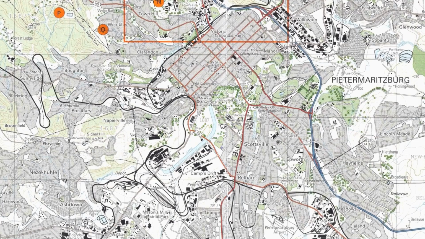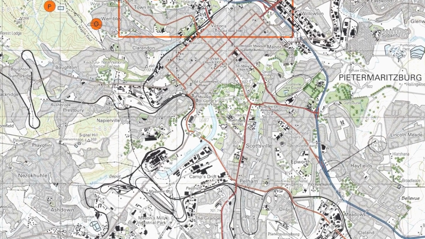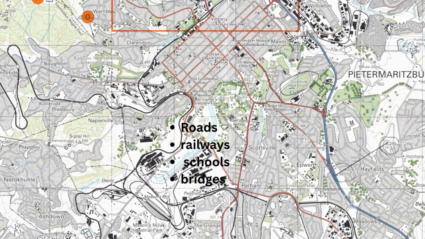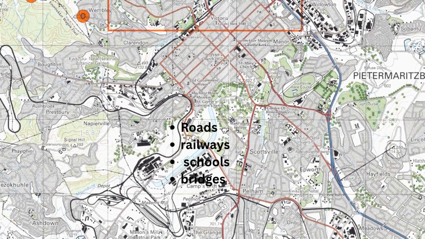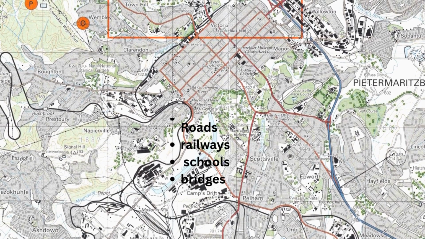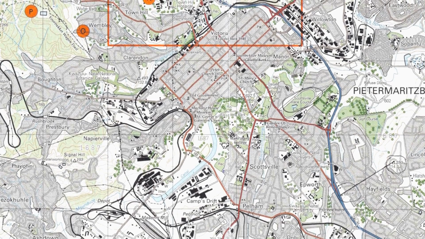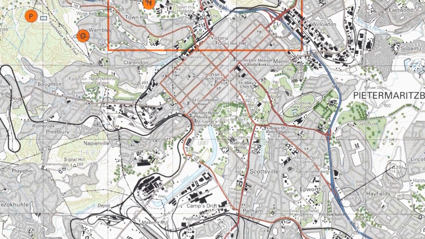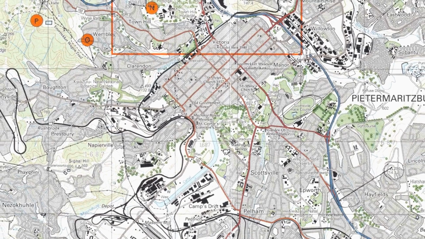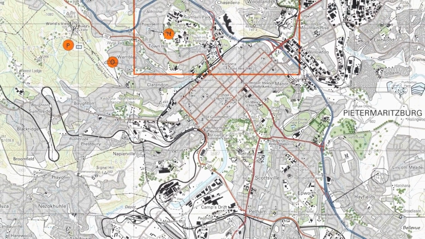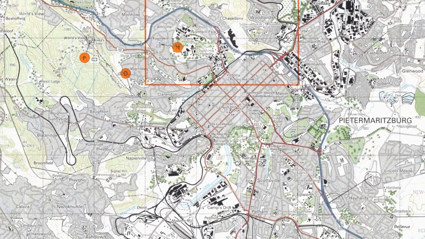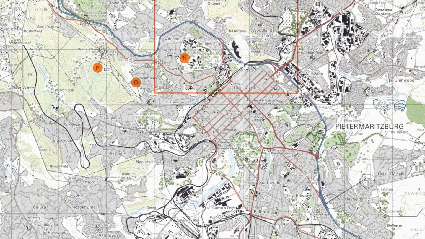Human-made features are features that people have built. On this map, examples include roads, railways, residential areas, schools, industrial areas, bridges, power lines, and other infrastructure found within and around Pietermaritzburg. If you look carefully at the Pietermaritzburg map, you will notice that it contains both natural and human-made features. This is what makes topographic maps so useful. They give us a complete picture of the landscape.